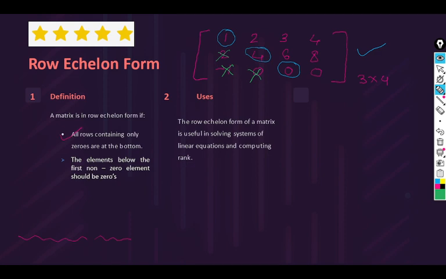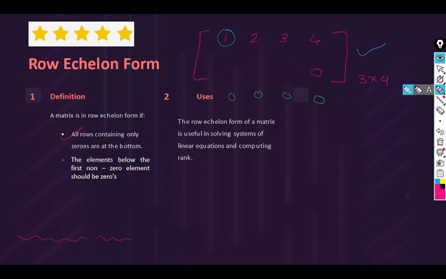Automatically, the dependent row converts to the zero row. For example, suppose the second row is the dependent row, that becomes 0, 0, 0, 0. Then you can shift that row to the bottom of the matrix, and it becomes a row echelon form. So you will observe, if you convert this matrix to the row echelon form, I will tell you what is the form you are going to get. So roughly you are going to get this form.